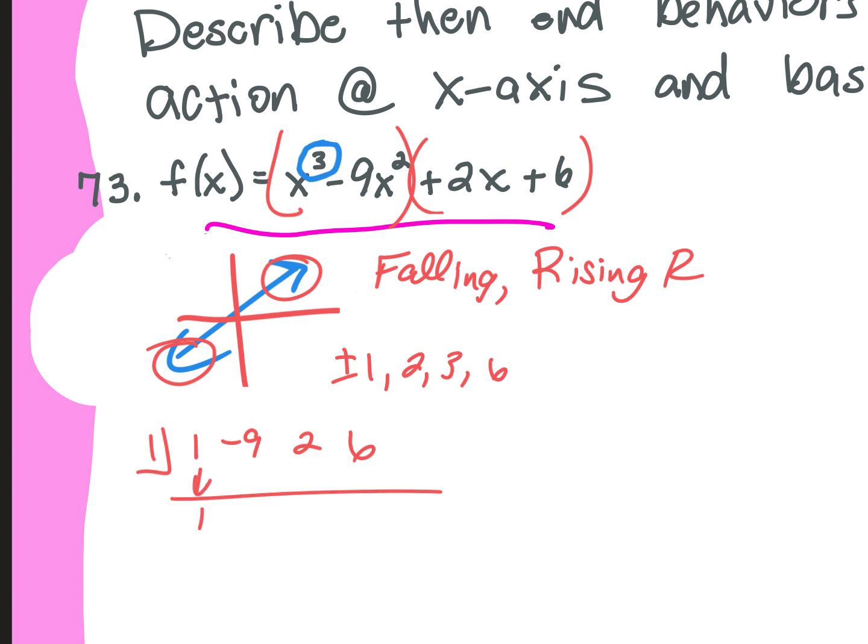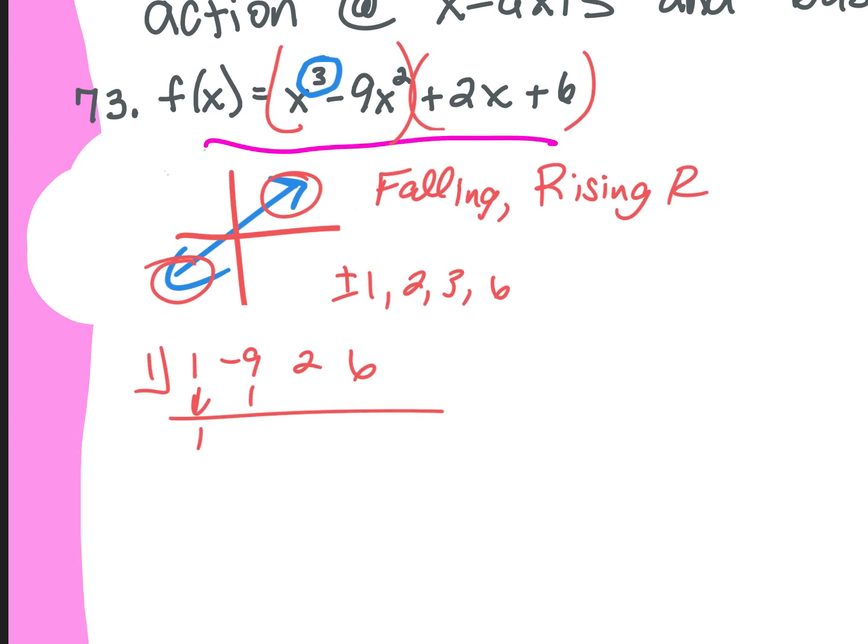Bring down your 1. 1 times 1 is 1. Negative 9 and 1 is negative 8. Negative 8 and 1 is negative 8. 2 and negative 8 is negative 6, right? Negative 6 and 1, so I get 0 here. So what did you just find?